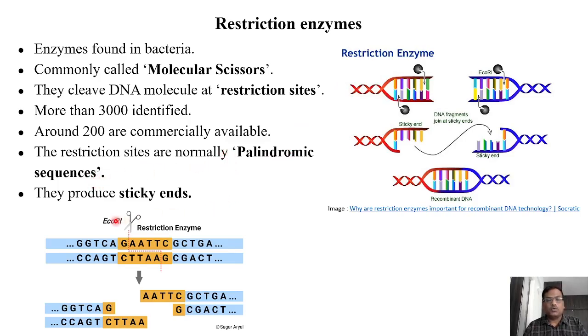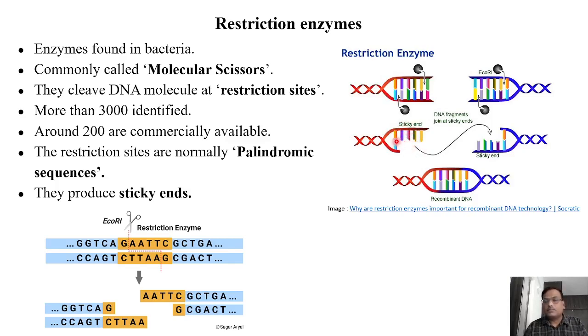And when they cut the DNA molecule, they are going to produce the sticky ends. That means they will not produce blunt ends, right? So the restriction enzymes are going to produce the sticky ends, meaning this is a single stranded DNA which is produced due to the cleavage or due to the cutting.